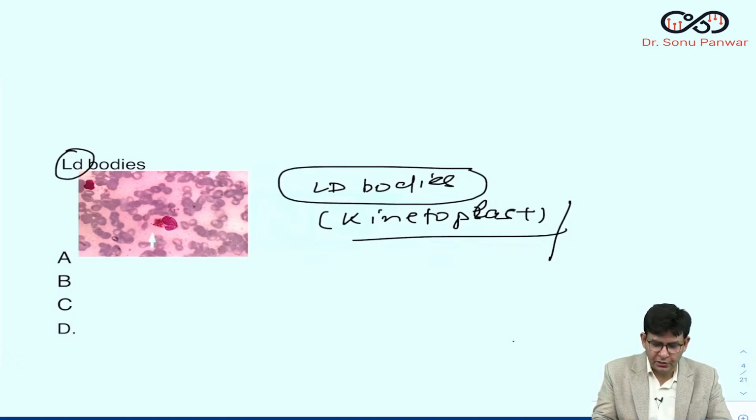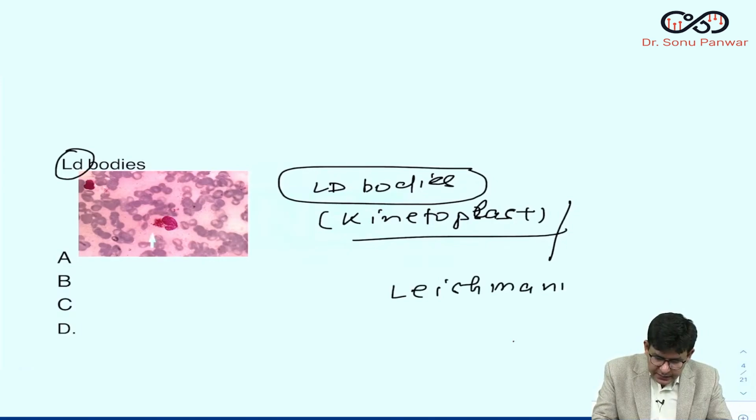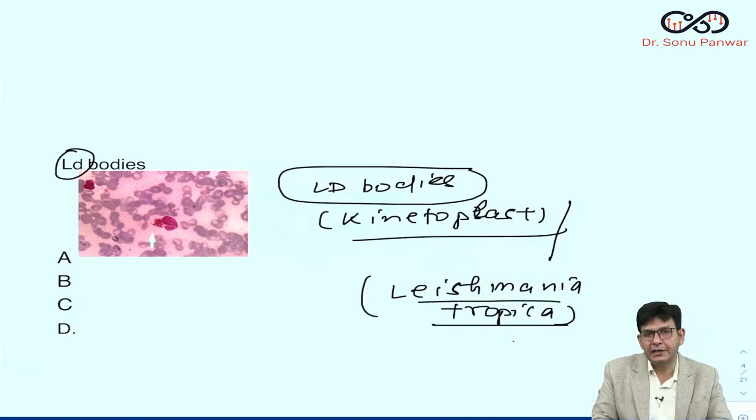So the answer to that question, obviously they are talking about Leishmania, but which Leishmania is this? This is Leishmania tropica. It is the cutaneous leishmaniasis, also termed Delhi boil, Baghdad boil, and Aleppo button. So this was told, and I suppose Leishmania tropica was asked in the exam.